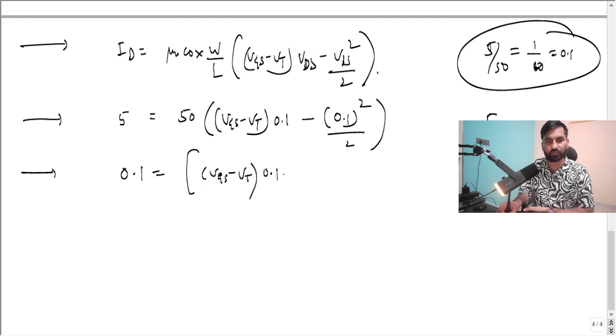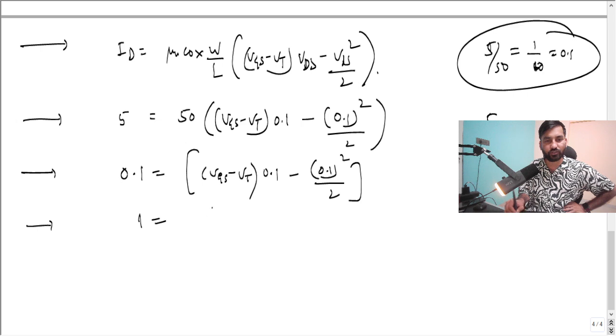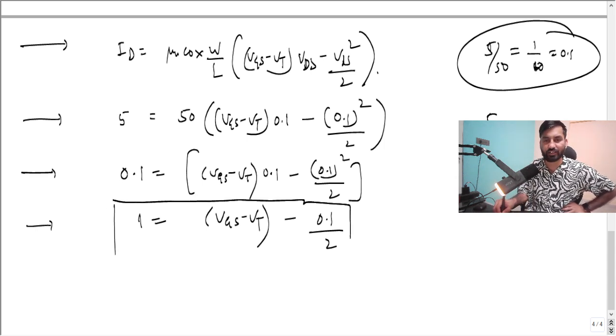Okay, (0.1 minus 0.1) whole square by 2. Don't disturb, please. Don't take the square of 0.1 and all, like 0.01, because the 0.1 is going to get cancelled from both sides. So what you can do here is it will become 1 is equal to VGS minus VT minus 0.1 by 2. I think this is a very simple equation anybody can solve.